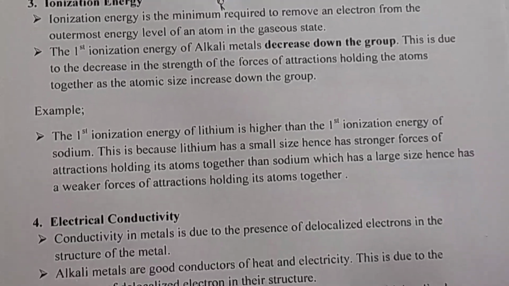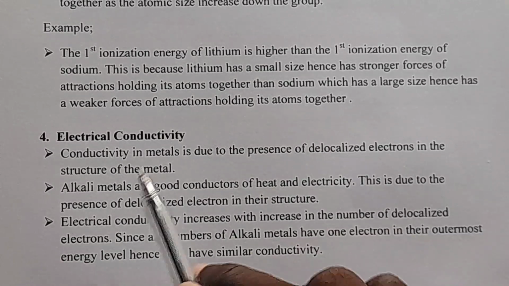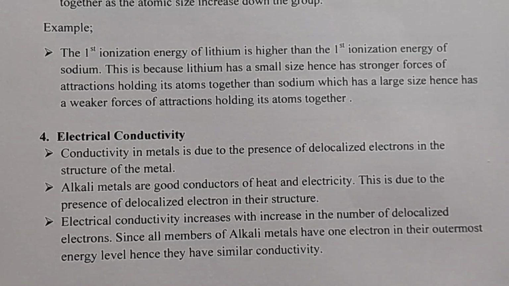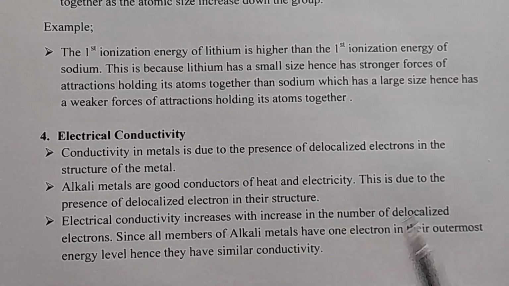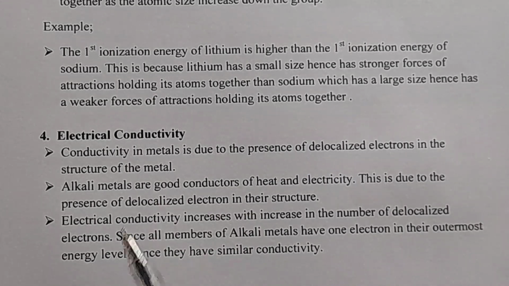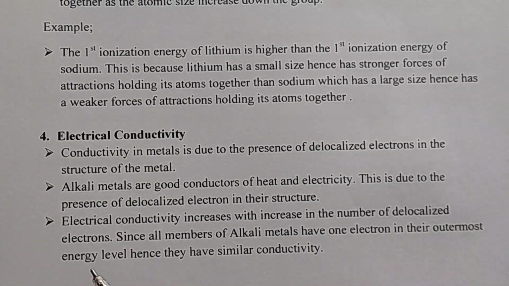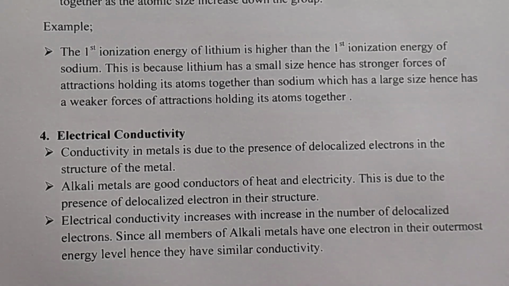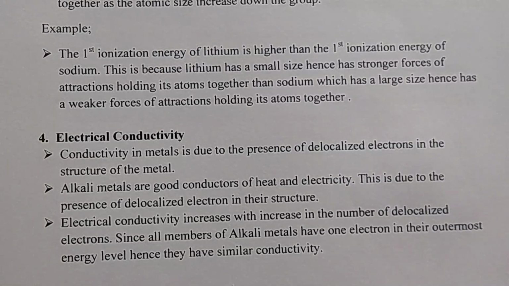Finally, number 4, we are dealing with electrical conductivity of alkali metals. We are told conductivity in metals is due to the presence of delocalized electrons in the structure of the metal. Alkali metals are good conductors of heat and electricity, and this is due to the presence of delocalized electrons in their structure. Electrical conductivity of metals increases with an increase in the number of delocalized electrons. And you know, all members of alkali metals have one electron in their outermost energy level. Hence, they have the same electrical conductivity.